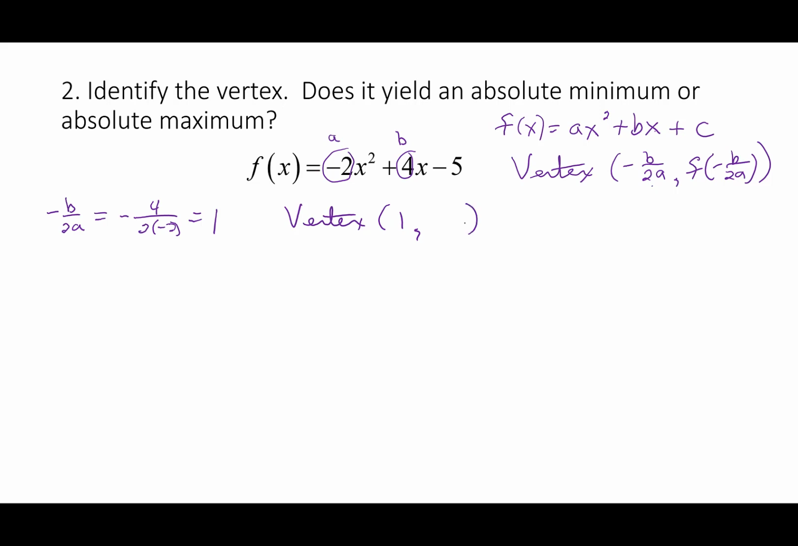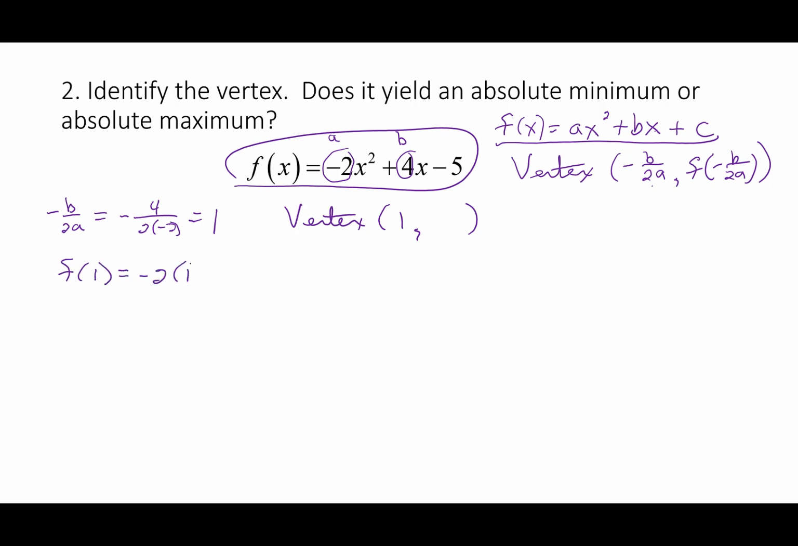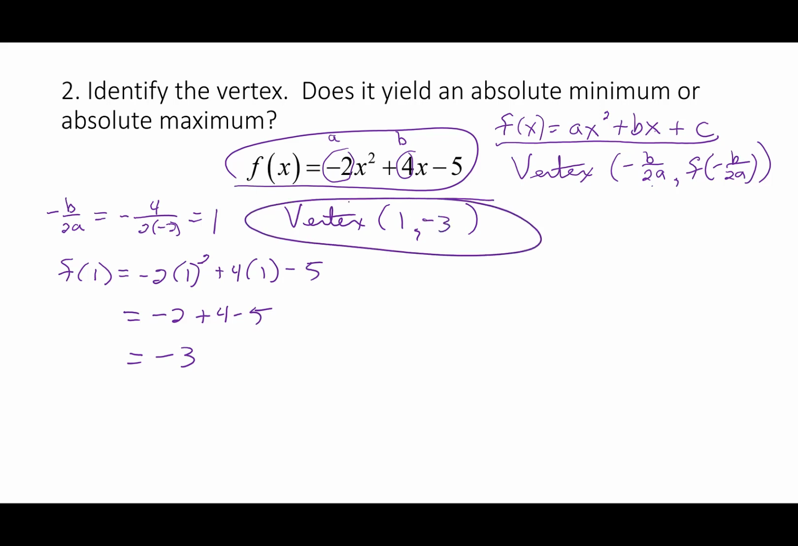We need to figure out what the second coordinate is by taking that x value of 1 and plugging it into our function f of x right here. So we're going to basically be finding f of 1, which would be negative 2 times 1 squared plus 4 times 1 minus 5. We get negative 2 plus 4 minus 5, so that would be 2 minus 5, negative 3, if I did that correctly here. And so our vertex is going to occur at the point (1, negative 3). Okay, so we have the vertex.